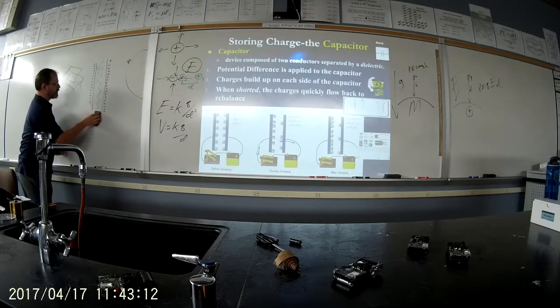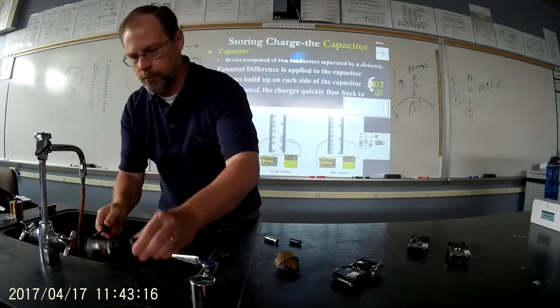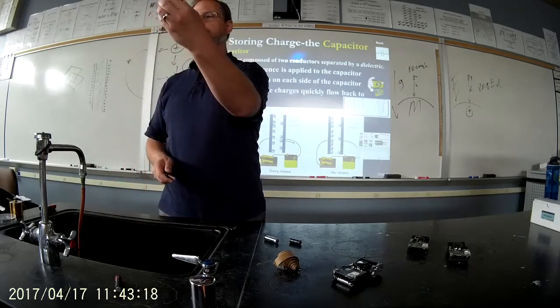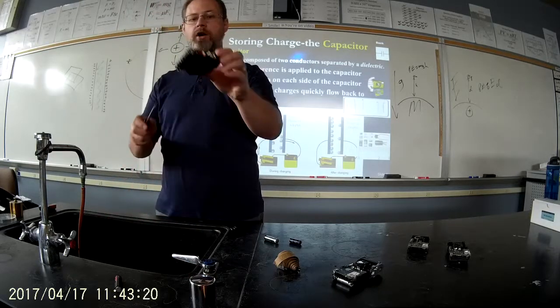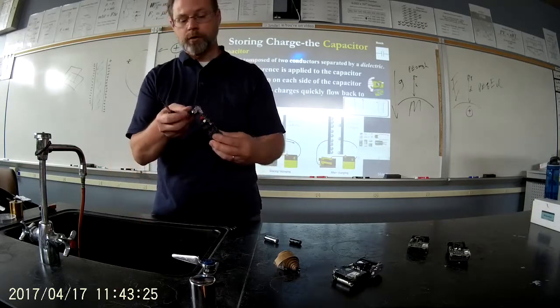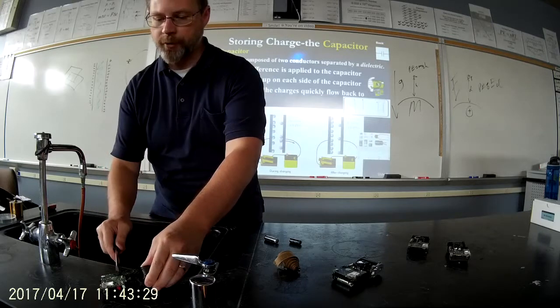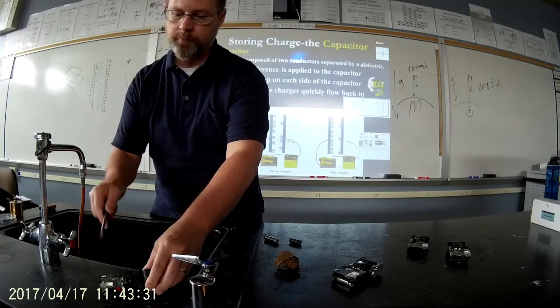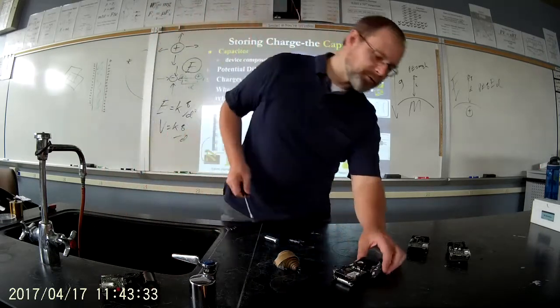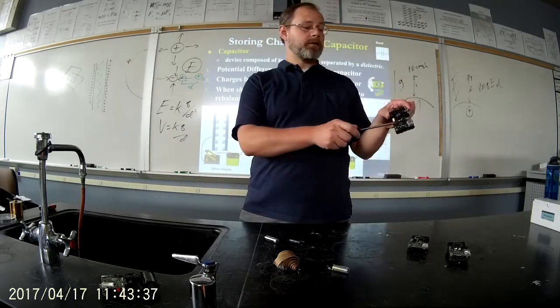So we take away the voltage source. See the light still on? The capacitor is still charged. The voltage source is removed. Put the voltage source back in, and I can recharge the capacitor. Take away the voltage source. It doesn't need to be there. The charges are already separated.